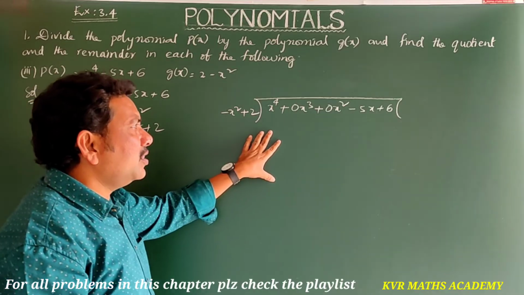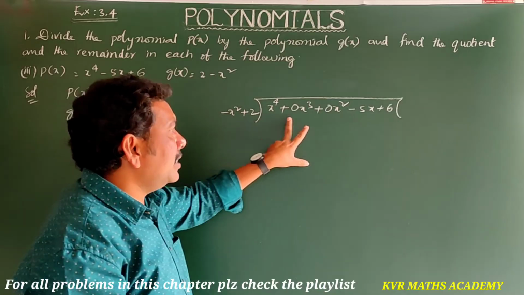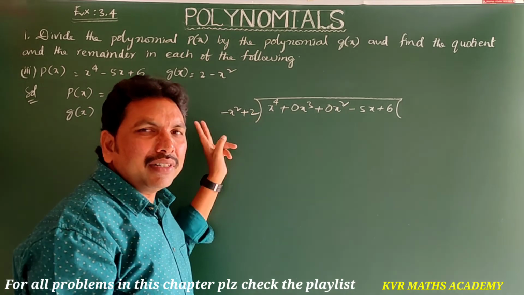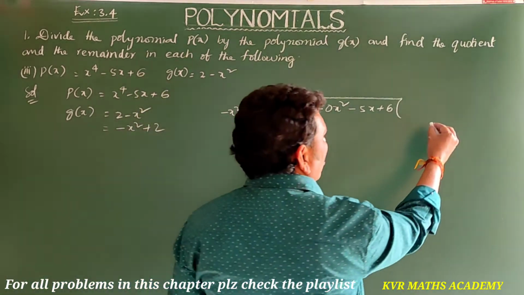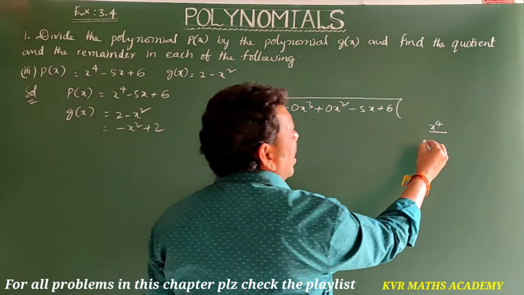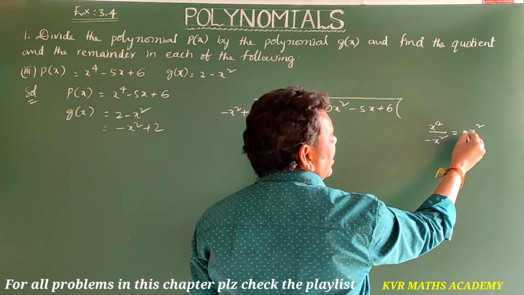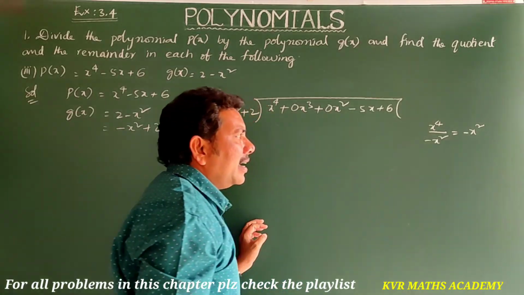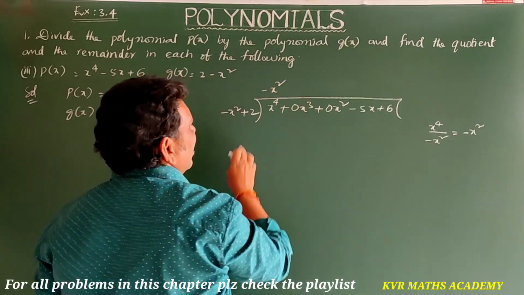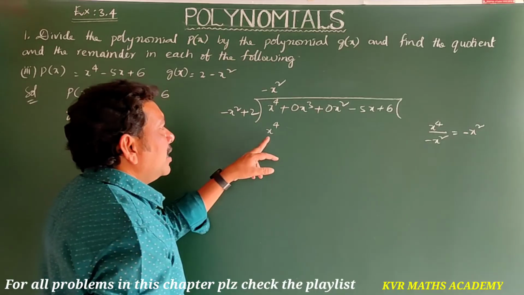So what is the first step while doing this division? This is the divisor and this is the dividend. So the first term in the dividend by first term in the divisor. So that is how much? First term is x power 4, and first term in the divisor is minus x square. So how many times get cancelled? X square times get cancelled, minus is there. So minus x square is the first term in the quotient, right? So this is minus x square. Minus x square into minus x square, this will be plus positive x power 4.